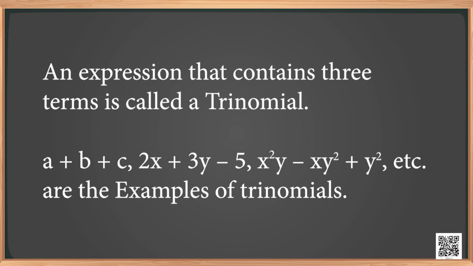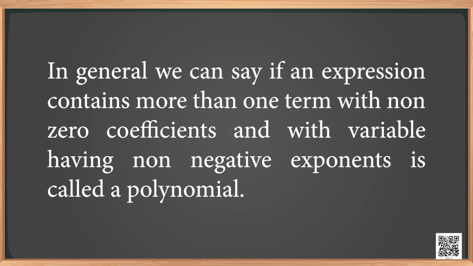An expression that contains three terms is called a trinomial. A plus b plus c, 2x plus 3y minus 5, x square y minus xy square plus y square, etc. are the examples of trinomials. In general, we can say if an expression contains more than one term with non-zero coefficients and with variable having non-negative exponents is called a polynomial.